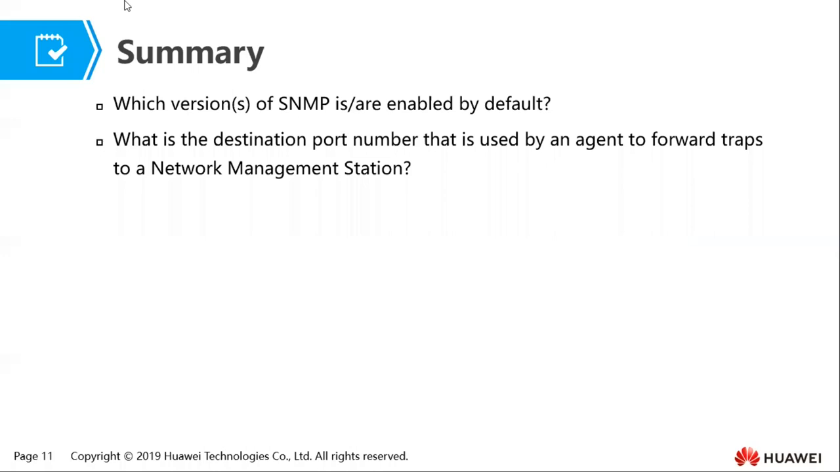Which version of SNMP is or are enabled by default? For Huawei, it's version 1, version 2C, and version 3. Thank you very much, Lynn.